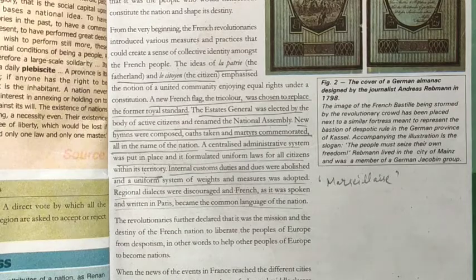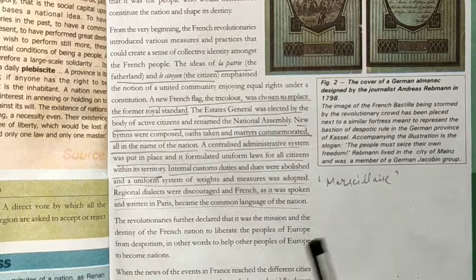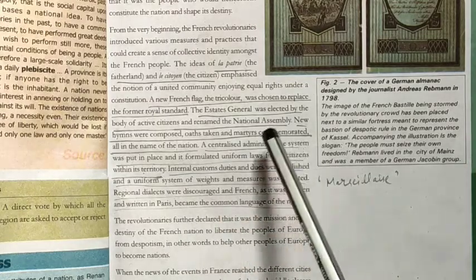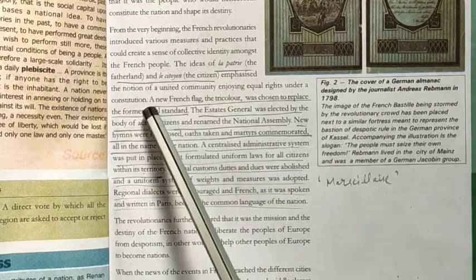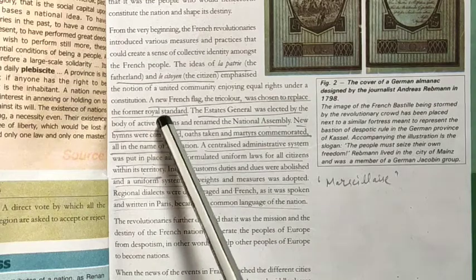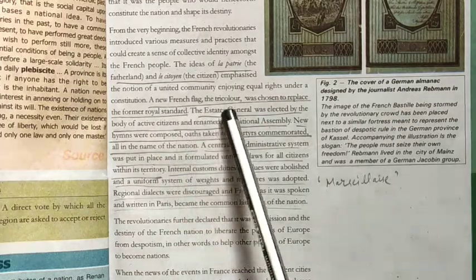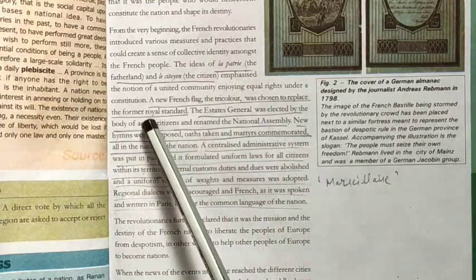There were many changes that took place during the French Revolution. Some of them are given here. First, a new French flag, the tricolor, was chosen to replace the former royal standard. The colors of the flag were blue, white and red in three vertical stripes.